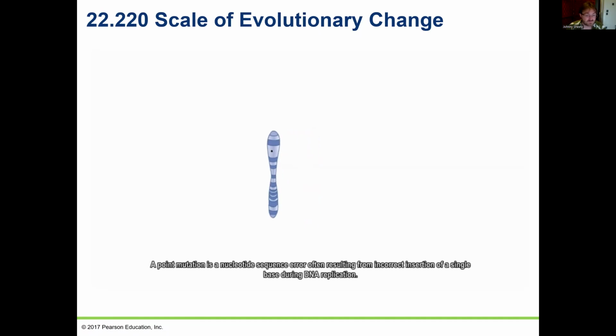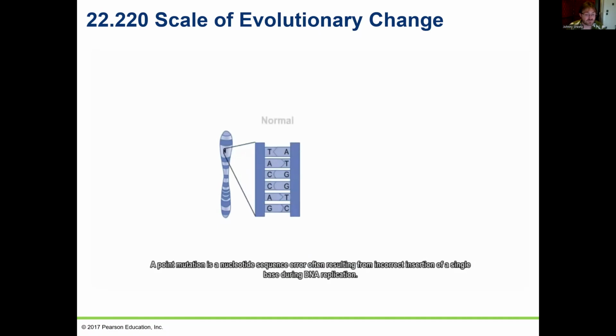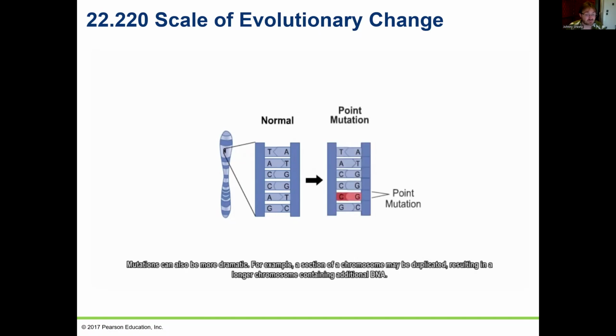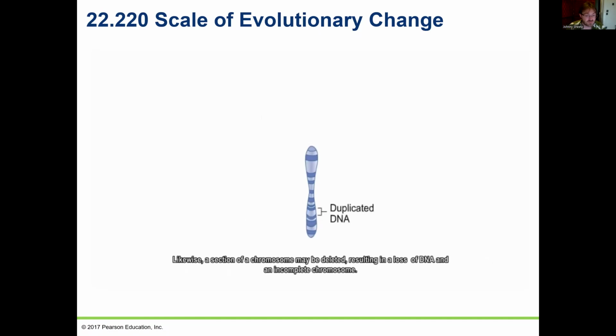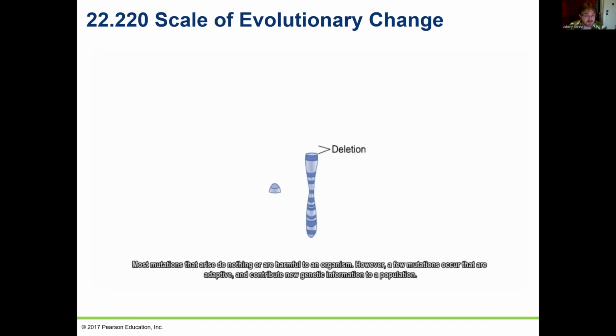A point mutation is a nucleotide sequence error often resulting from incorrect insertion of a single base during DNA replication. Mutations can also be more dramatic. For example, a section of a chromosome may be duplicated, resulting in a longer chromosome containing additional DNA. Likewise, a section of a chromosome may be deleted, resulting in a loss of DNA and a shorter chromosome. Most mutations that arise do nothing or are harmful to an organism. However, a few mutations occur that are adaptive and contribute new genetic information to a population.